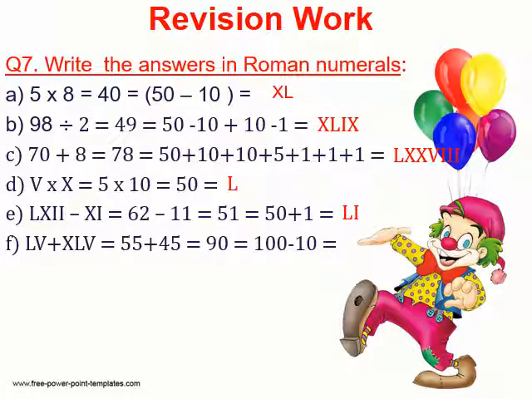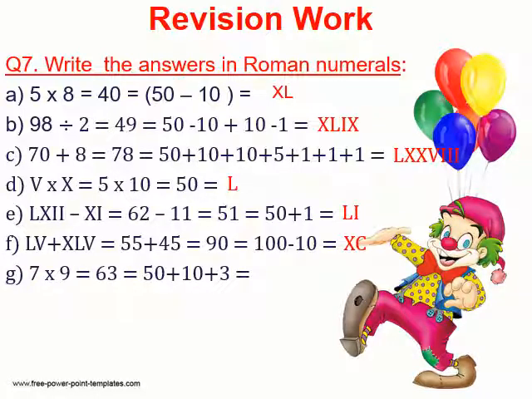Now let's come to the F part. LV plus XLV is equal to. So now children, the value of LV is 55, the value of XLV is 45. So 55 plus 45 is equal to 90, and 90 means 100 minus 10, and the Roman numeral having the value 100 is C, and the Roman numeral having the value 10 is X. So we will write XC.